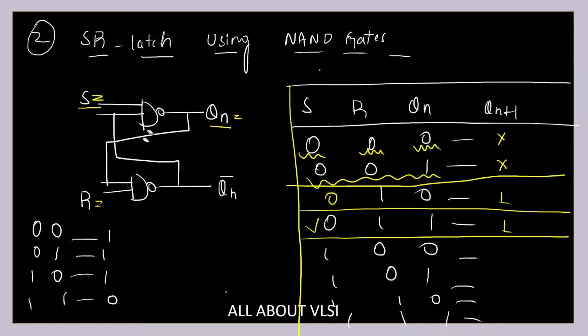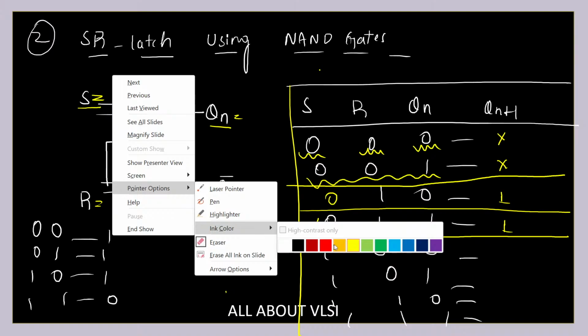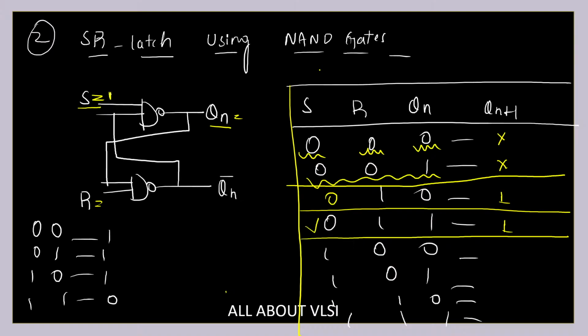You are going to get your next state is equal to 1. Now let us see the other case where S is equal to 1 and R is equal to 0. Let us see this particular scenario. So in this scenario, we are going to have S is equal to 1 and R is equal to 0 and your present state is equal to 0, or present state might be equal to 1. So what are we going to get? Let us see. So S is equal to 1 and R is equal to 0. So this will become 1.